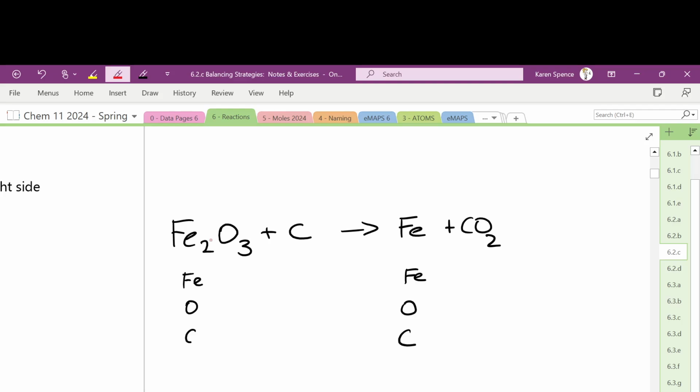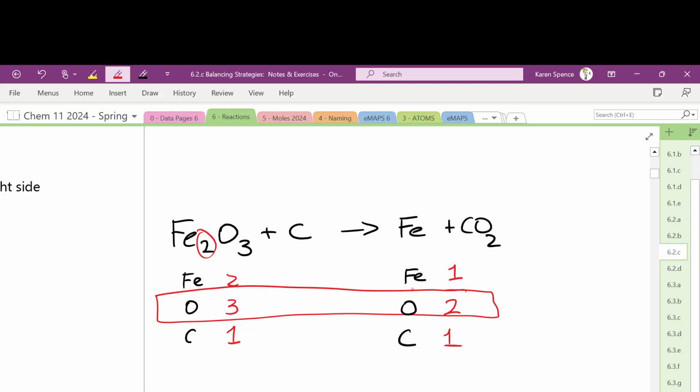How many irons on the left? Everyone, how many irons on the left? 2. How many oxygen on the left? 3. How many carbon on the left? 1. How many iron on the right? 1. How many carbon on the right? Sorry, oxygen on the right. I should have gone in order. 2. And then carbon is 1. Now, we have a 3 and a 2. So that's a good place to start.